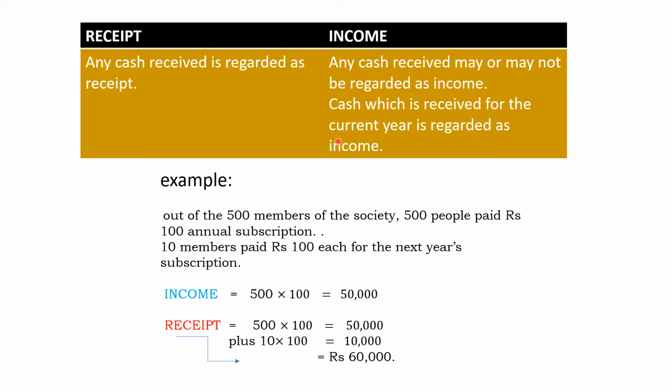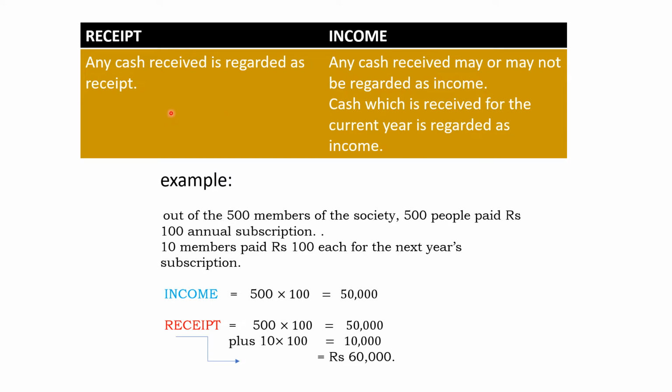Now the first difference between the receipt and income is that any cash received will be regarded as receipt. Whatever cash in whatever form, cash is coming in, that is receipt. I am not considering whether it is my income or not. Who paid? The member paid, the neighbor paid, anybody who comes and pays me and I receive the cash, it will be counted as my receipt. Now, what is income? Any cash received may or may not be my income, right? Cash which is received for the current year is regarded as income.